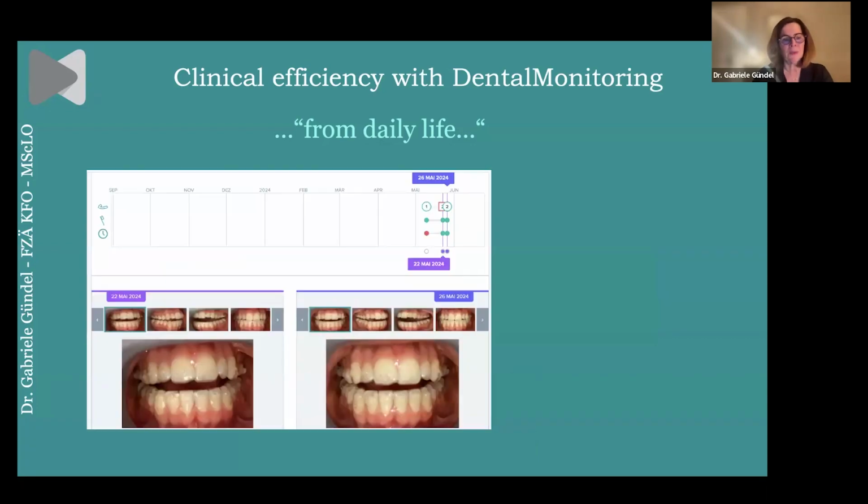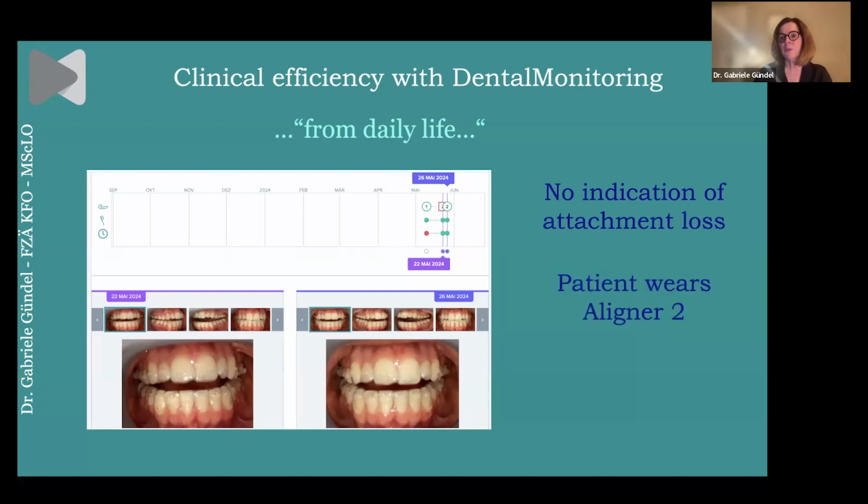So this is really easy because I have on the one side my dental monitoring, and here from the last scan, he was just with his second aligner. So we just bonded the bracket, the attachments. So from the second aligner, there was no indication of attachment loss. So he lost his attachments after the second scan, obviously. So it was only a short time. Patient wears the second aligner. So now I'm very informed here without communicating with the patient.